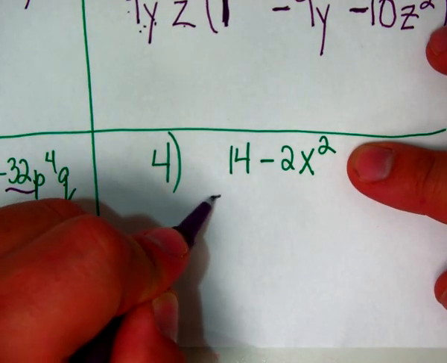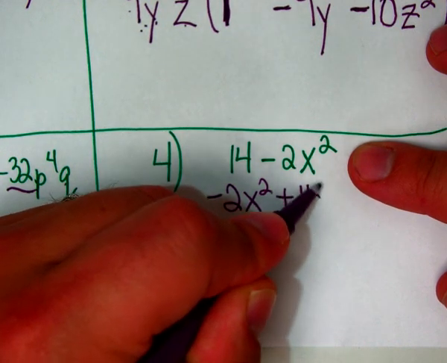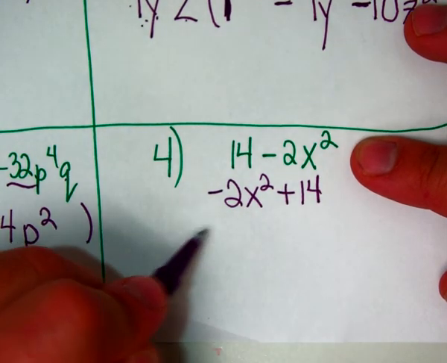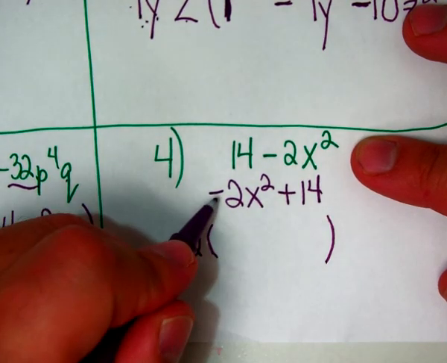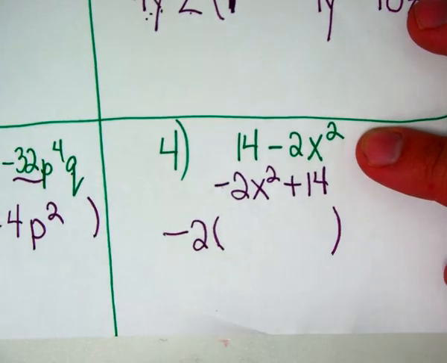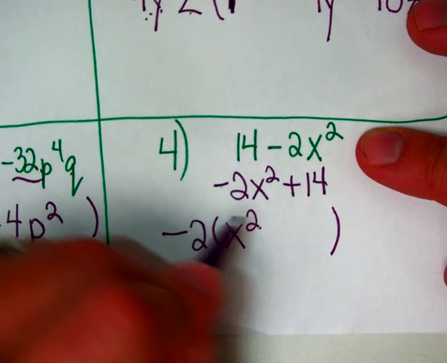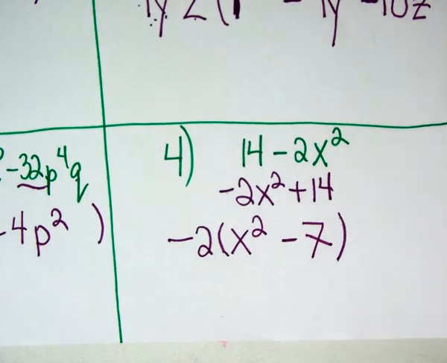So if we take this and rearrange it, we have negative 2x squared, and then we have a positive 14. Now you'll quickly see that the leading term is negative, so it goes back to the rule we just did. The biggest factor that 2 and 14 are divisible by is 2, but we have to take out a negative because the leading term is negative. That means you're going to be left with x squared, and 14 divided by negative 2 is negative 7. That's it. Hopefully this helps.